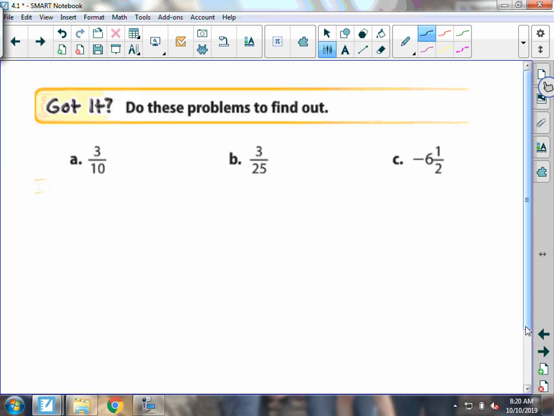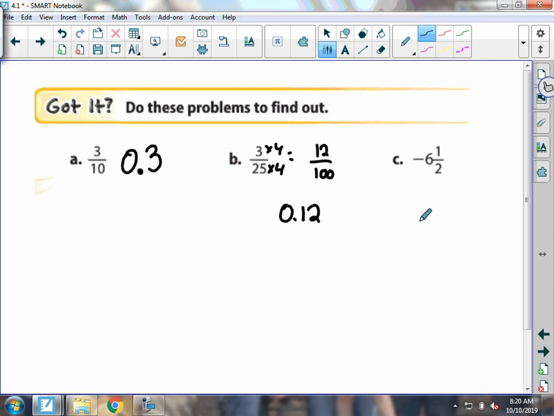Okay, so pause this and take a moment to try these on your own. Okay, so 3/10, that's over 10, so that makes it pretty easy. So it's going to be 0 point in my 10th spot. I'm just going to put 3. 3 over 25, I could multiply this by 4. 25 times 4 is 100. 3 times 4 is 12, so this will give me 0.12.